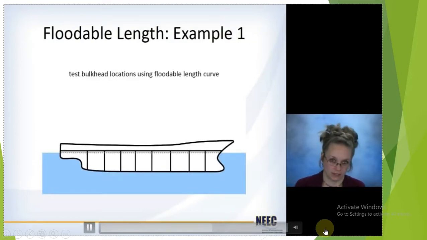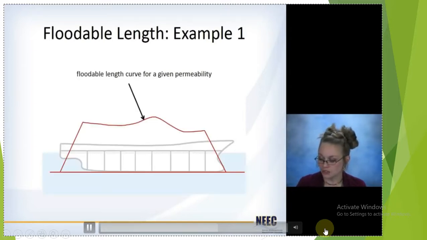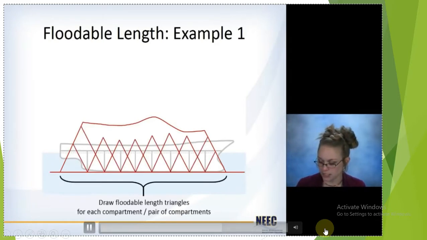So what is the point of all of that? You can use the floodable length to test your bulkhead locations. This is what you do. You take a ship, you've chosen some bulkhead locations, and you want to evaluate them to make sure they're going to be sufficient to contain flooding for your ship. So you take the ship and overlay the floodable length curve. Remember, the floodable length curve is the allowable flooding that can happen for the ship before it sinks for a given permeability. You take that and draw these little floodable length triangles for each one of these compartments.